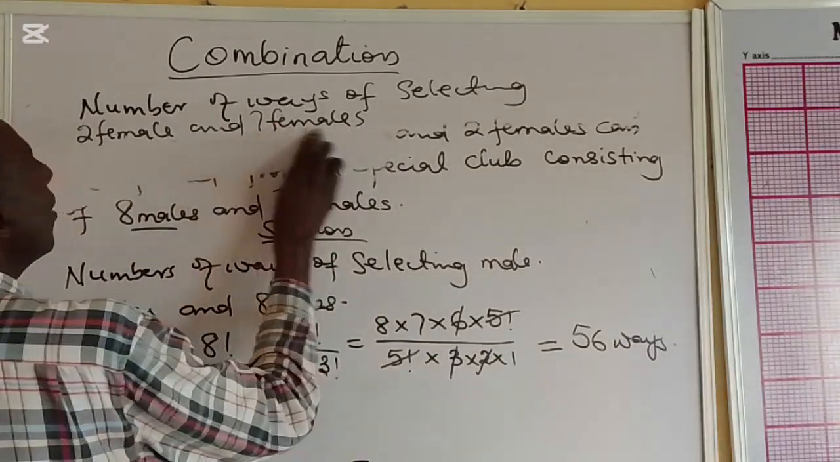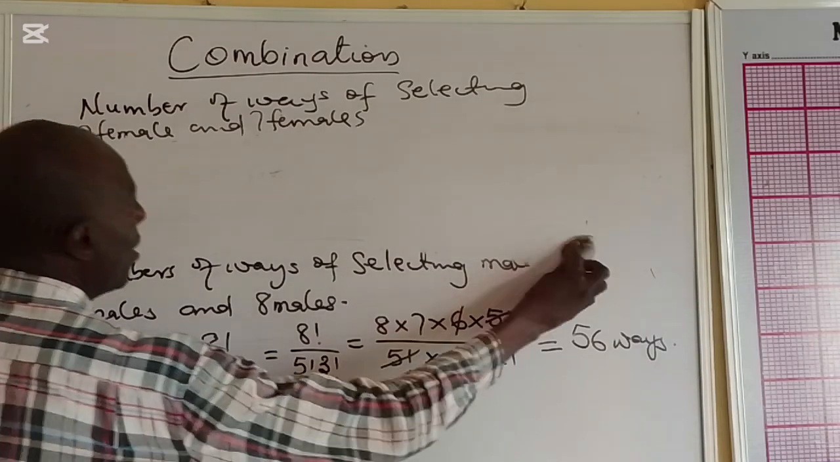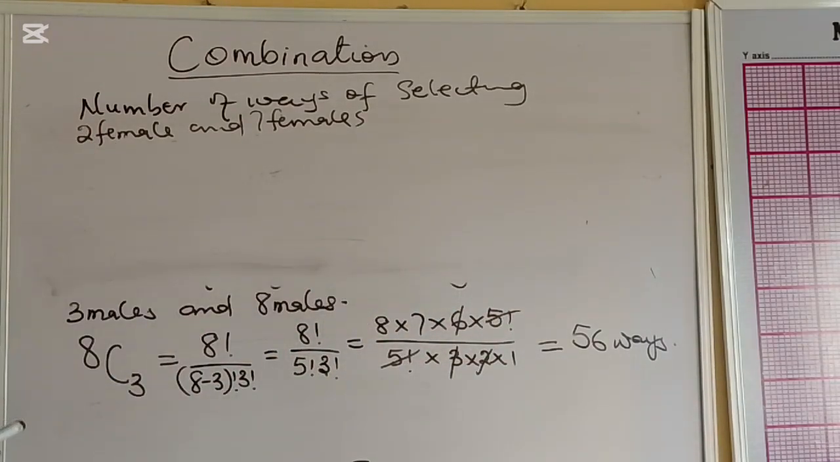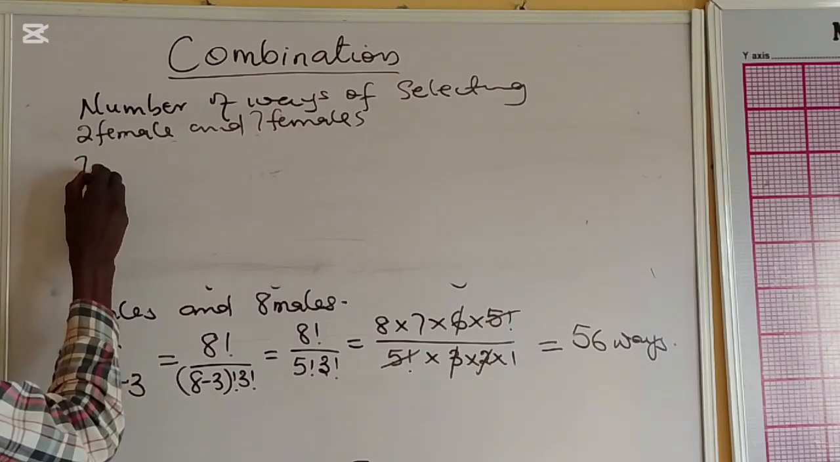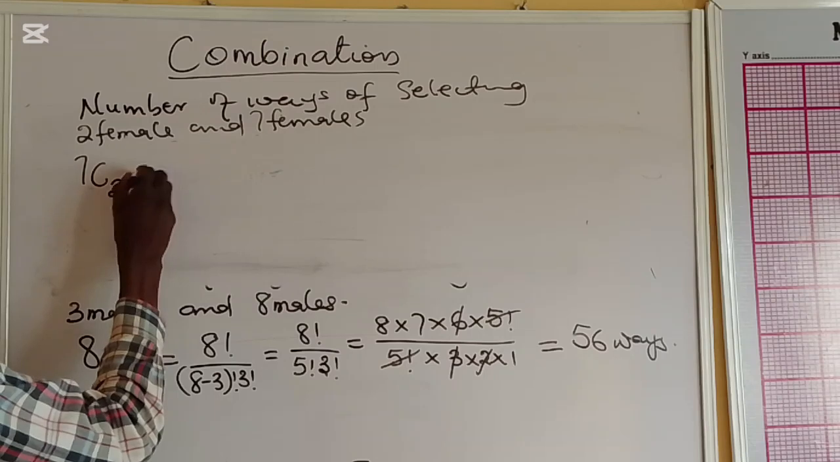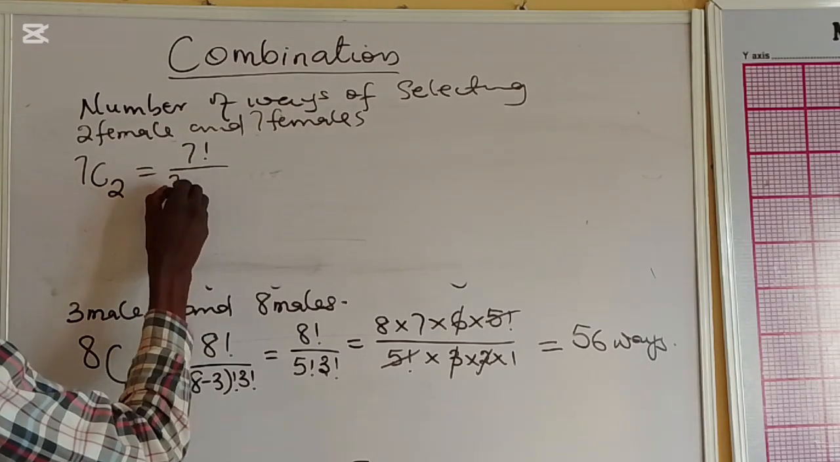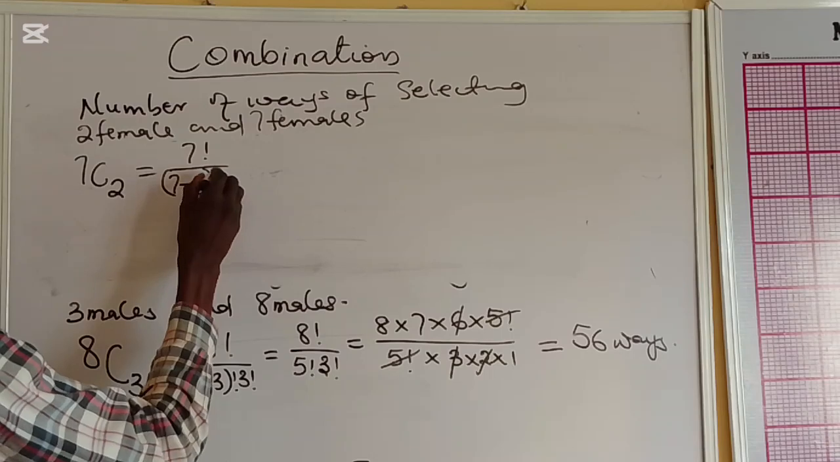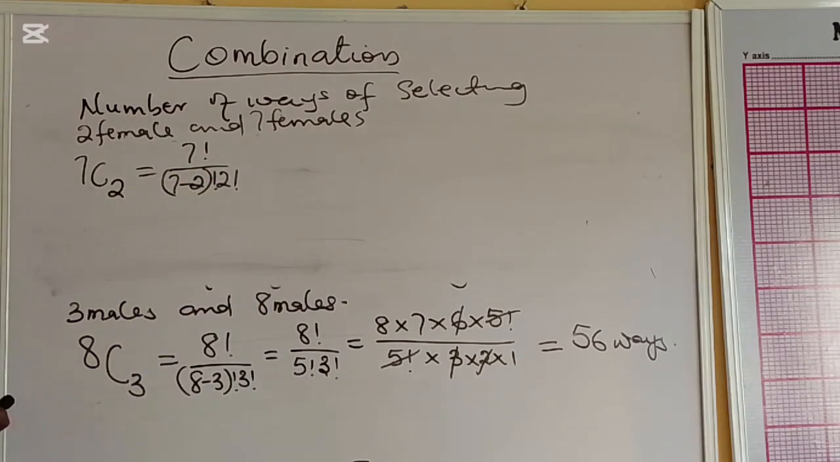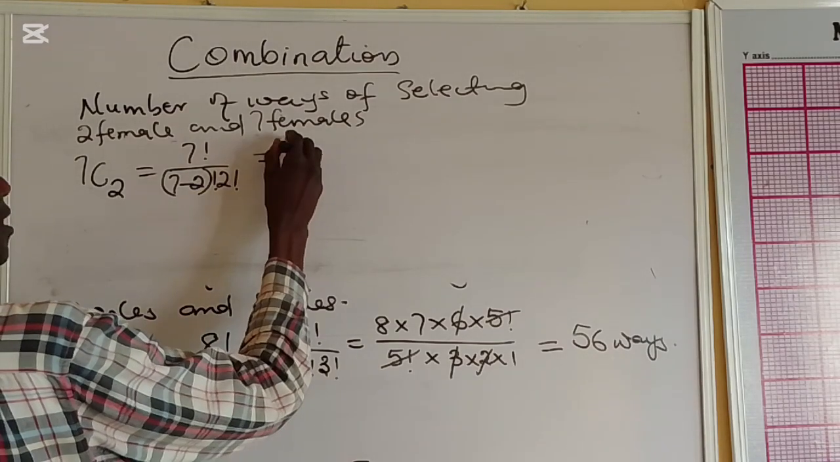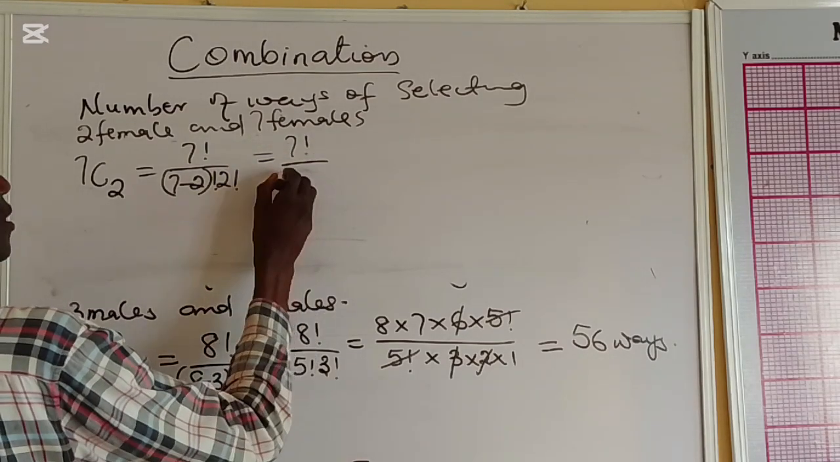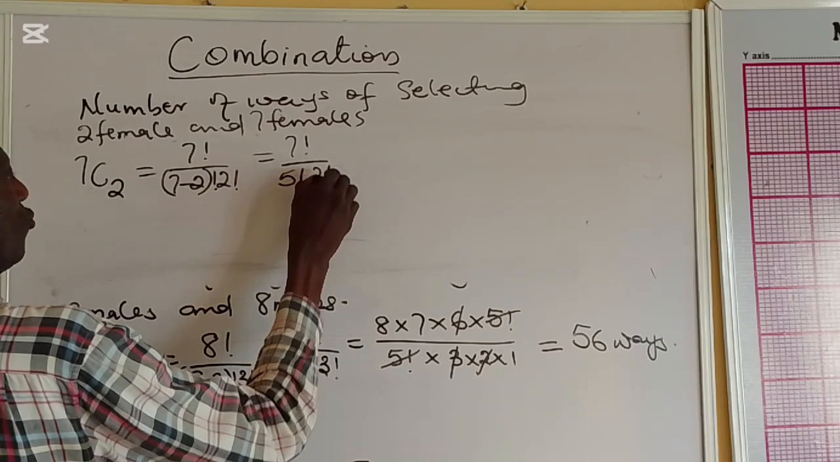Okay? Which simply means 7 combination 2, which is 7 factorial over (7 minus 2) factorial and 2 factorial. What is 7? There's also 7 factorial. 7 minus 2 is 5 factorial and 2 factorial.